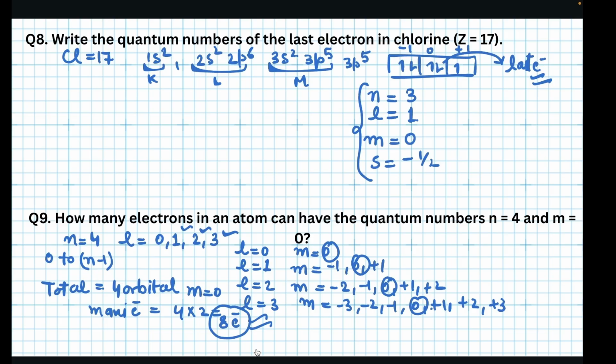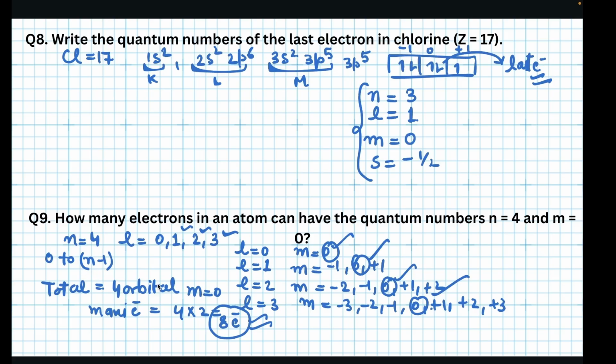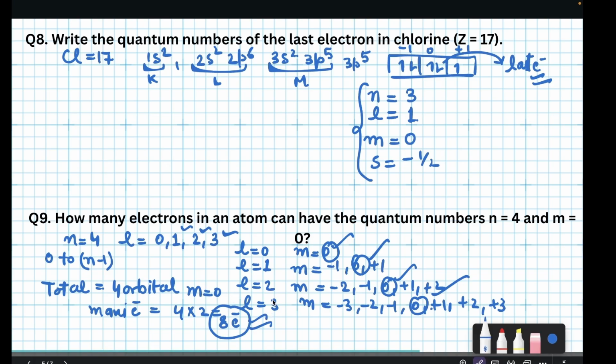So to solve this question, we need to find out possible values of L for the given value of n, which we will get as 0, 1, 2, 3. And after that, we need to calculate possible values of m for each L. And then we will find out possible m is equal to 0. That will be 4, because we know that each orbital can hold 2 electrons. So we will calculate the total number of electrons. That will be 8. So this will be the answer.